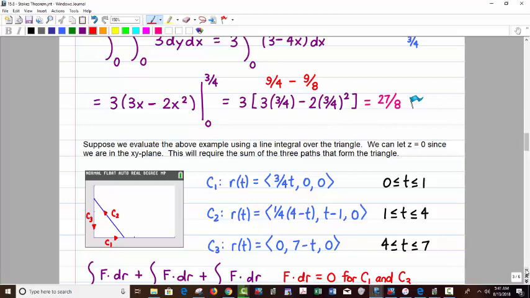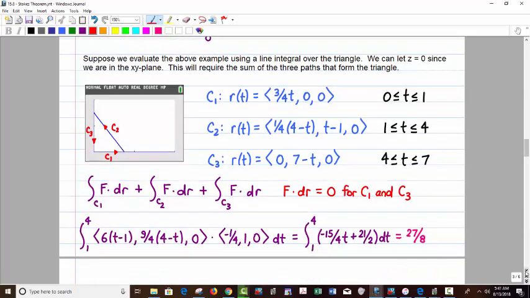Anyway, don't worry about this at all. But I came up with the 3 paths according to this. And I did f dot dr. Well, actually, setting this up would be the hard part. But actually, f dot dr ends up being 0 for this one, C1 and C3.